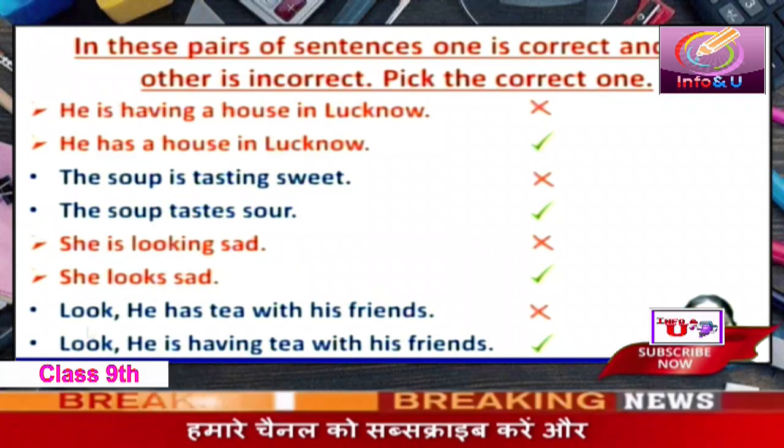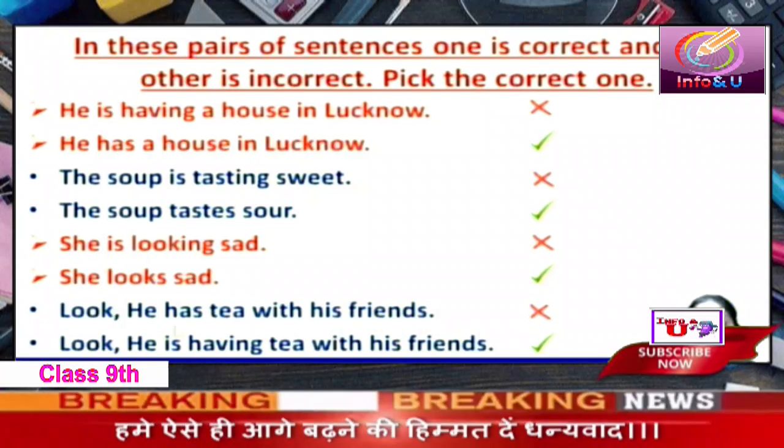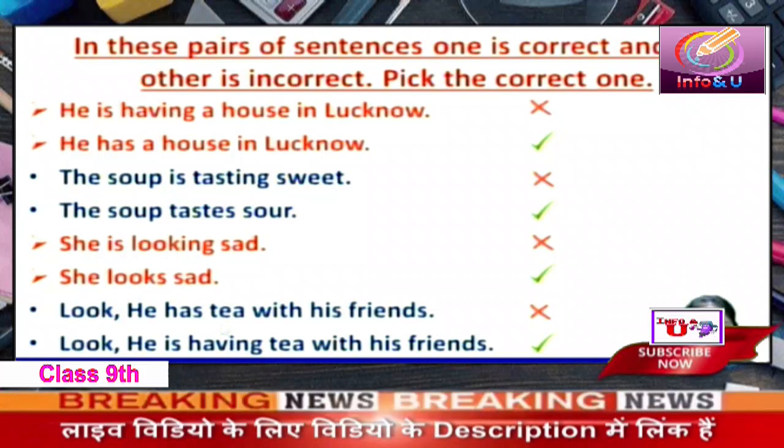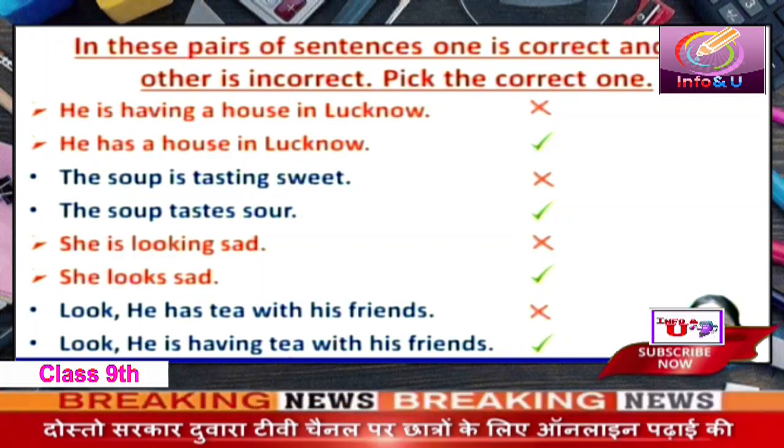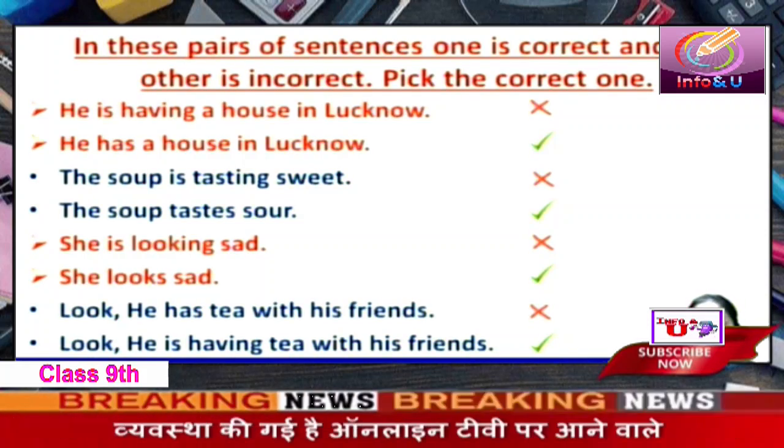Look, he has tea with his friends is wrong because here has is a doing verb. It is doing something. It is denoting an action. So we will use is having tea because the action is taking place at this moment only.